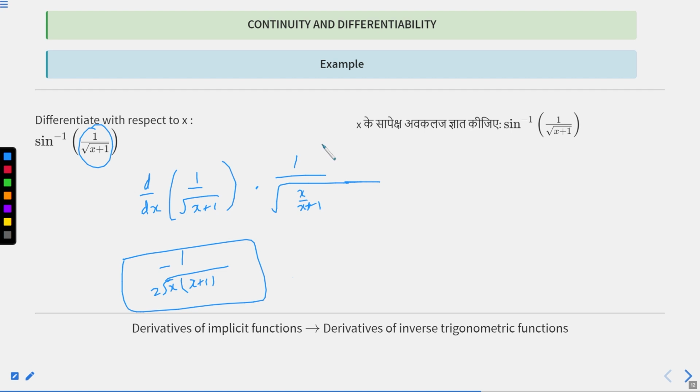So what we just used is the chain rule. We used the inverse trigonometric derivative of sine inverse, that's it. And we also used the quotient rule, how we find the derivative of numerator by denominator. We just used that and found our answer. Okay, clear? Now let me move further.